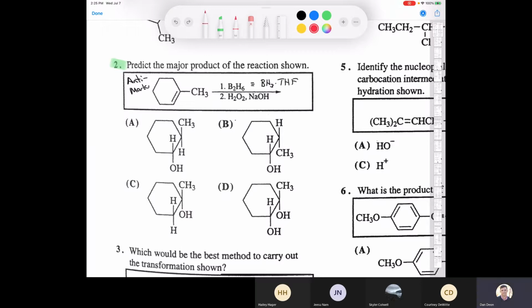Well, if you look at A, you have the hydroxyl in the right place. If you look at B, you've got the hydroxyl in the right place. If you look at C and D, the hydroxyl is in the wrong place, and D is just totally wrong because it's a diol. But then the question becomes, is it A or B? Could anybody tell me which one of these would be the correct product? Would it be A or B?